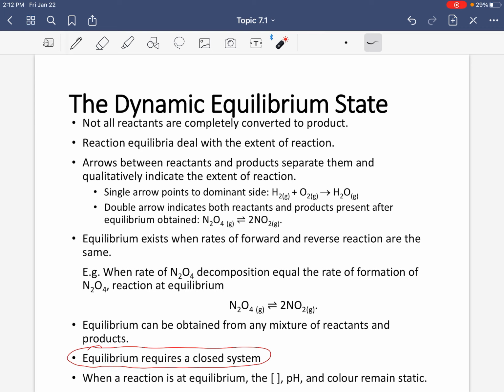We'll see what that is later on when we take a look at Le Chatelier's principle, okay? When a reaction is at equilibrium, the concentration, the pH, and the color remain the same. And that's when things say, okay, let's stop here, because we have got it. We are in the goal.